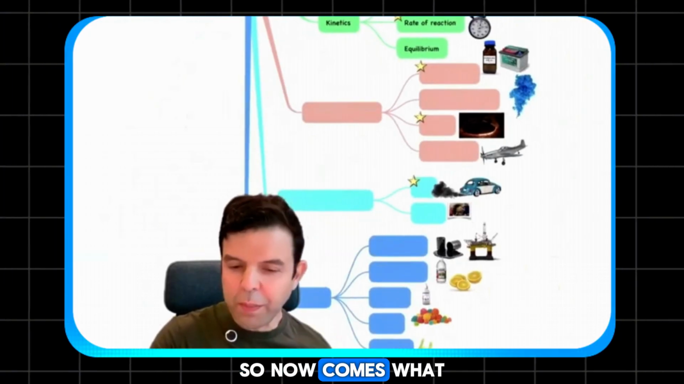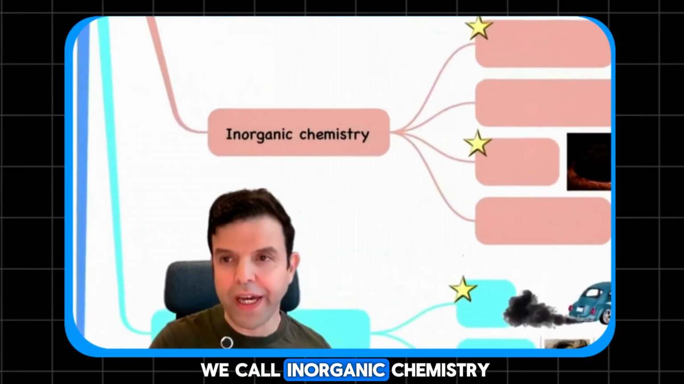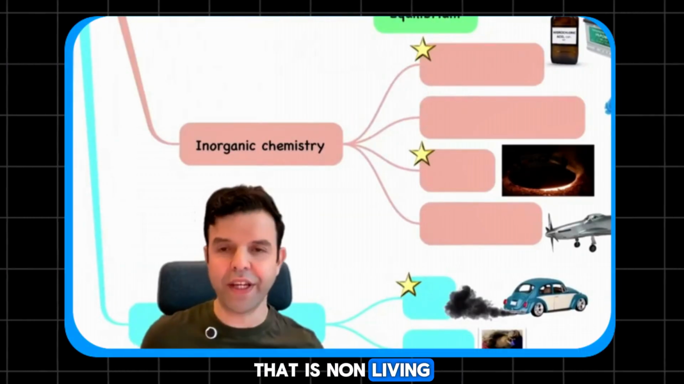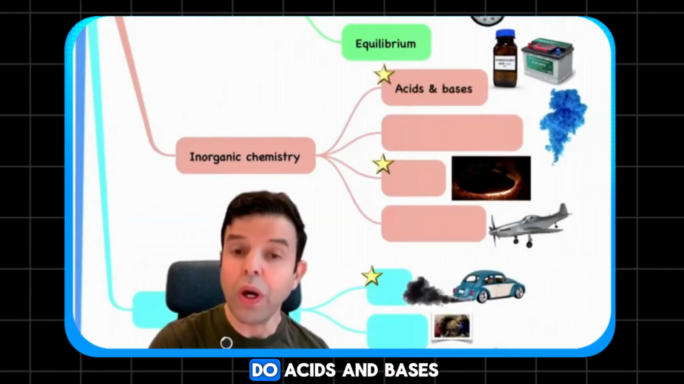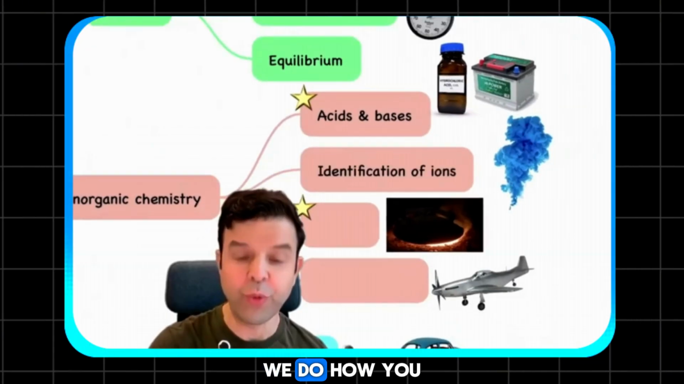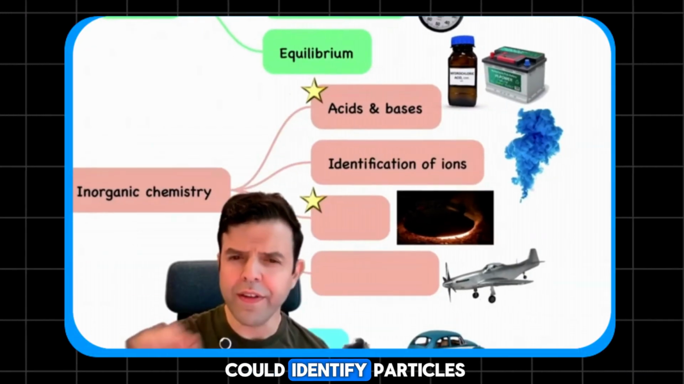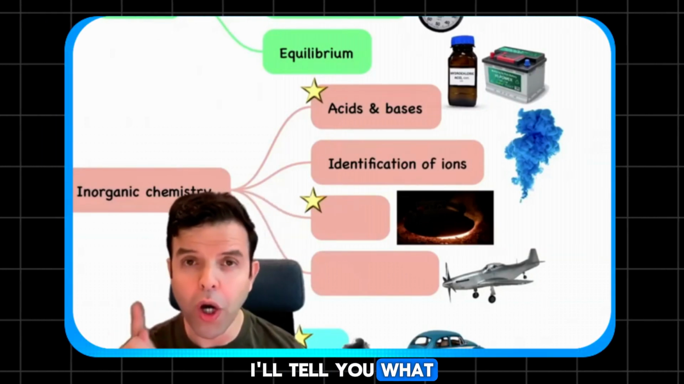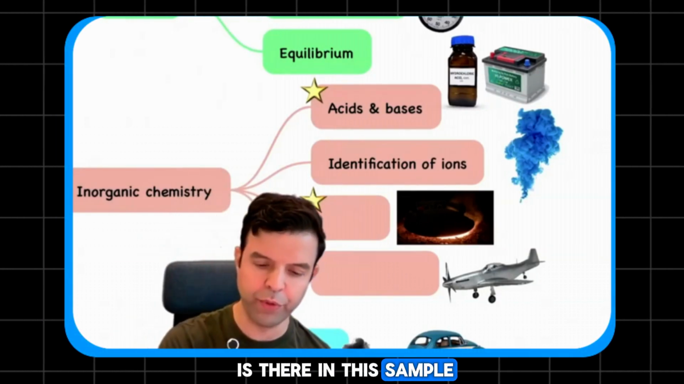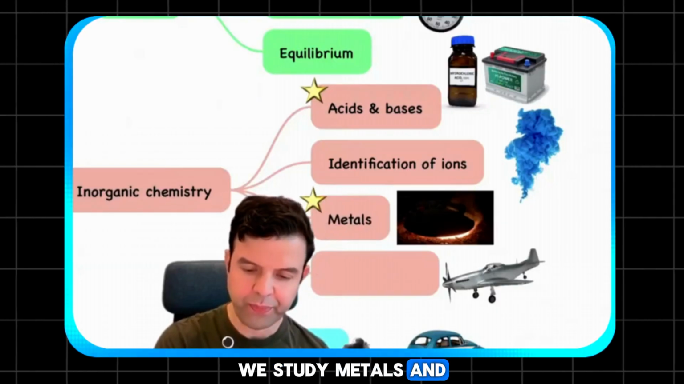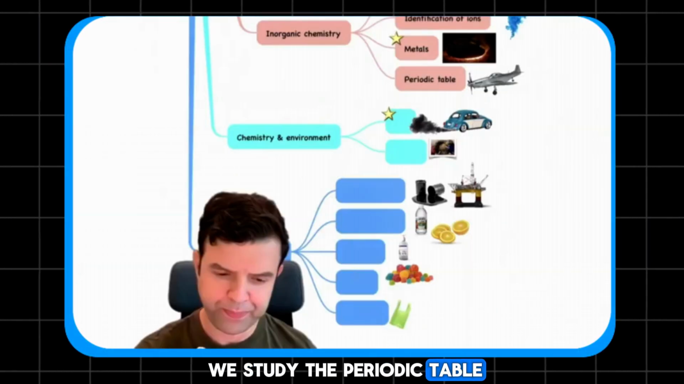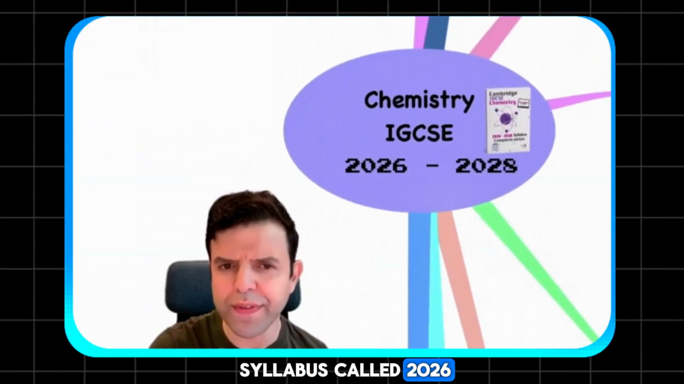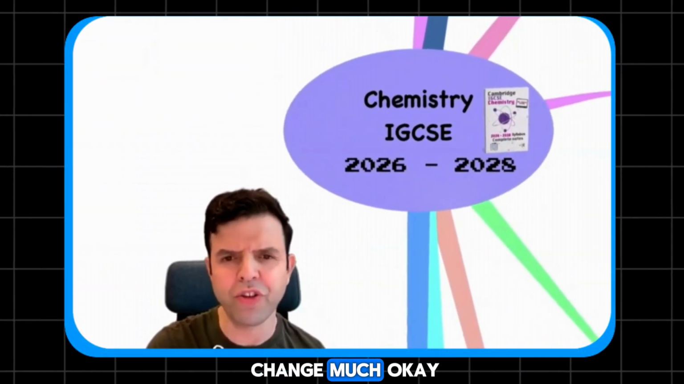So now comes what we call inorganic chemistry. That's the chemistry of everything that is non-living. In this one, we do acids and bases. We do how you could identify particles, meaning if I give you a sample, I'll tell you what is there in this sample. We study metals and we study the periodic table. Note that this year there is a new syllabus called 2026, but they did not change much, okay?